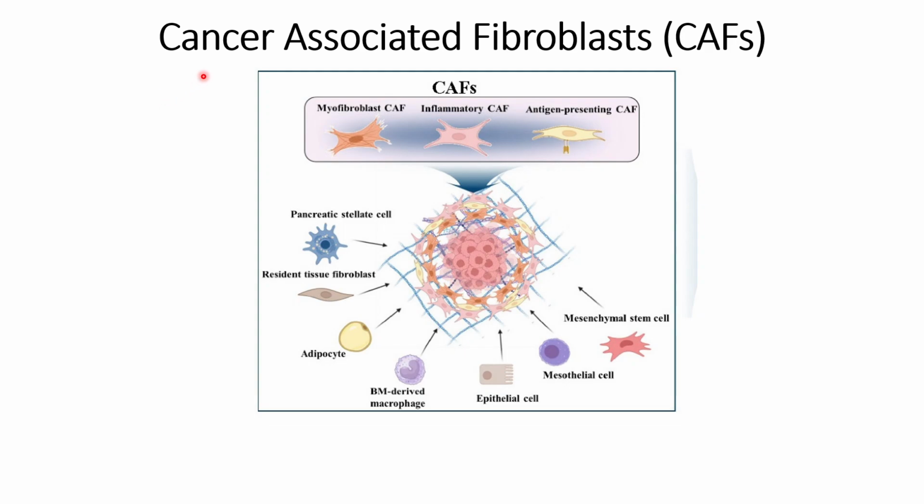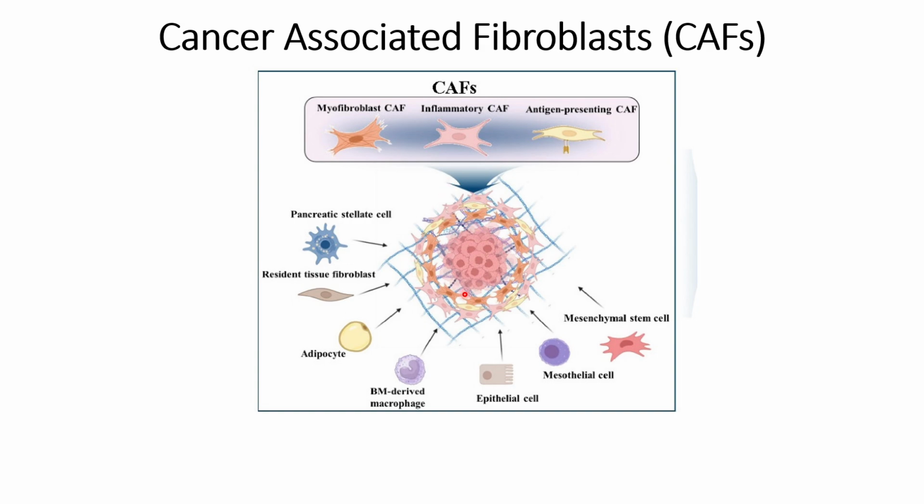In this video, we will discuss cancer-associated fibroblasts. This cancer-associated fibroblast is a heterogeneous population comprised of different kinds of cells: pancreatic stellate cells, resident tissue fibroblasts, adipocytes, bone marrow-derived macrophages, epithelial cells, mesothelial cells, and mesenchymal stem cells. They are mainly categorized into three different cancer-associated fibroblasts: myofibroblast, inflammatory fibroblast, and antigen-presenting fibroblast.